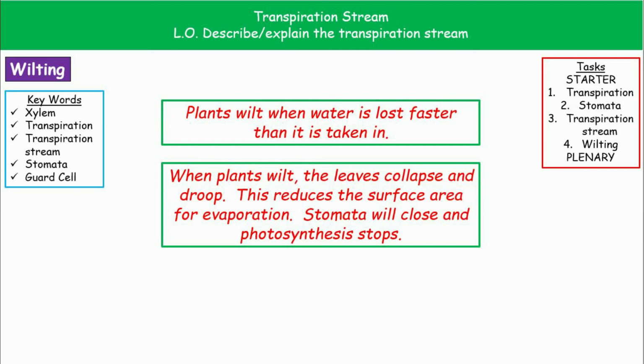In terms of what happens when it wilts, then the leaves collapse and they start to droop. As the leaves are drooping, then it reduces the surface area available for evaporation. The stomata will close because obviously the guard cells are flaccid, and that means we're no longer able to take in the carbon dioxide from the atmosphere because it moves in through those stomata. So if they're closed, we can't get carbon dioxide going in, therefore photosynthesis will stop. And if this happens over a prolonged period, then it's goodbye to your plant, I'm afraid. So give yourself a tick for any of those you got right.